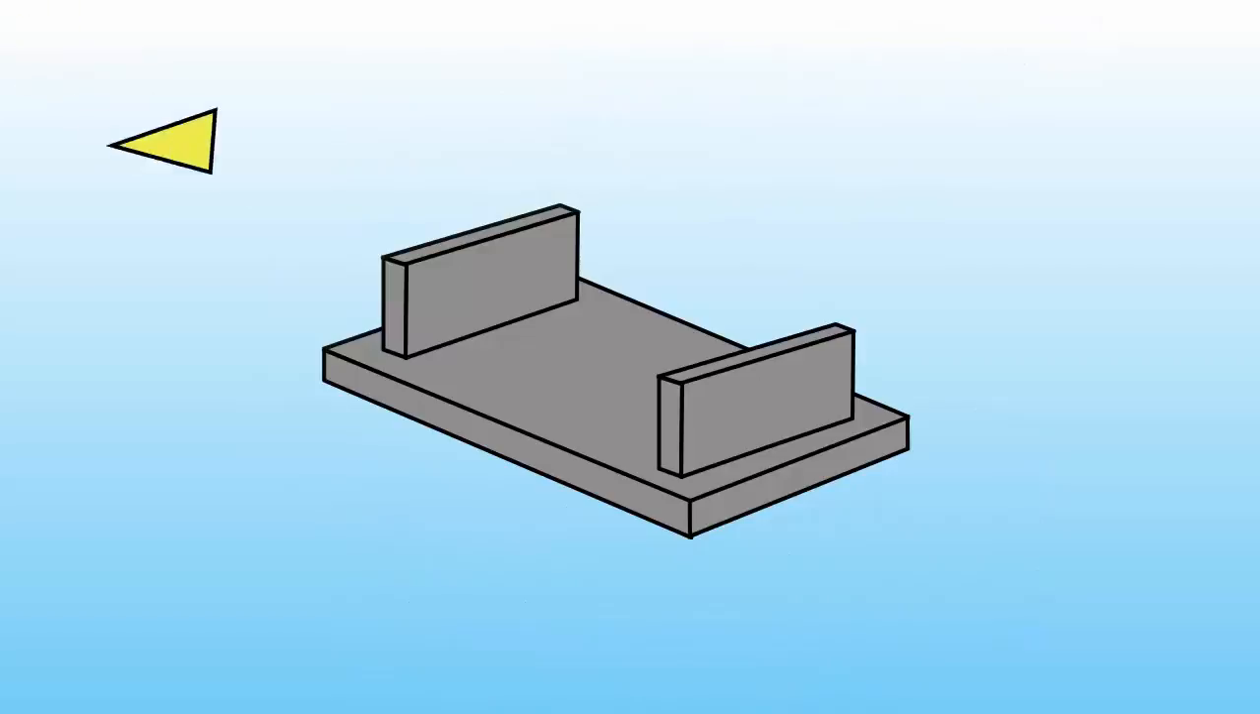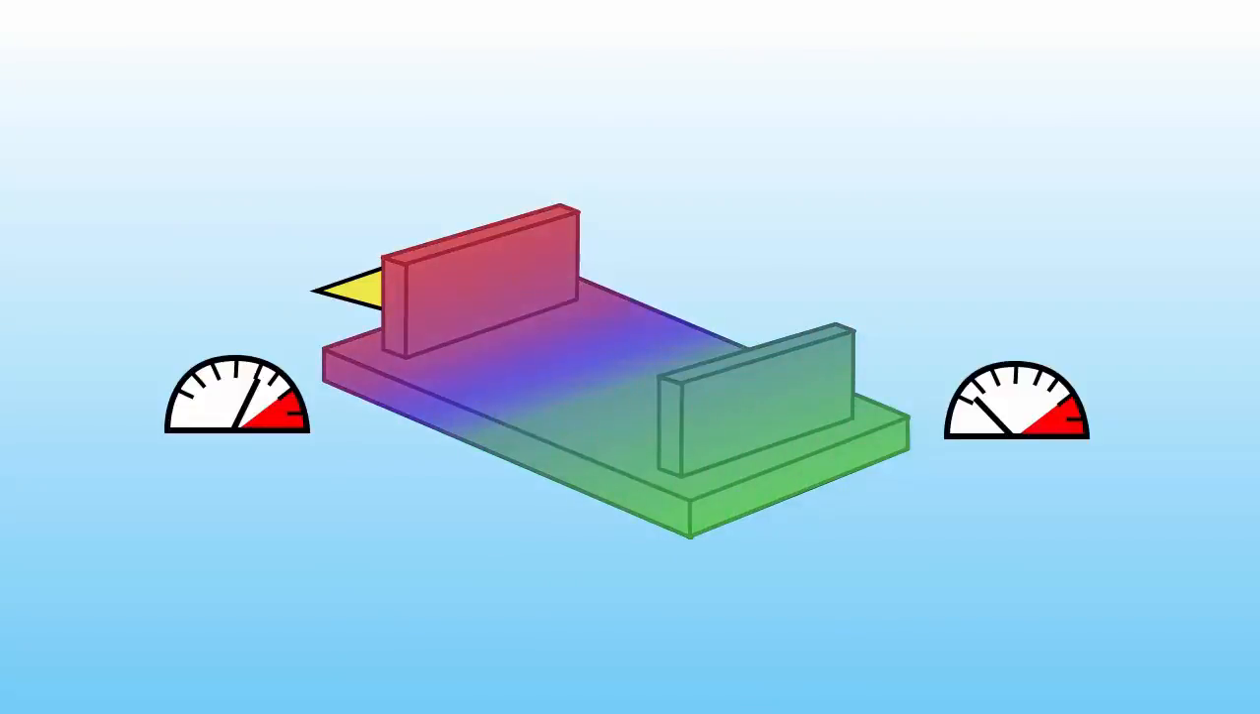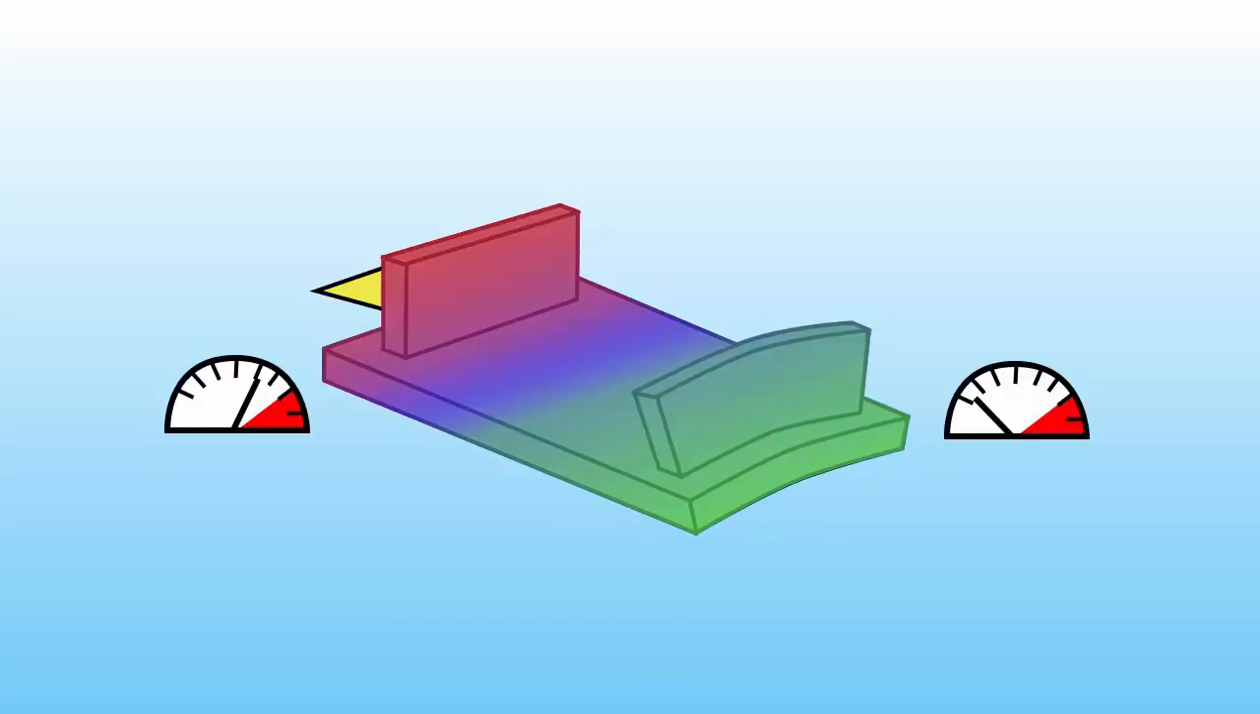Notice this shelf part. The leg closer to the gate shrinks less than the leg towards the end of fill. This is because it packs with more material, reducing its ability to shrink. The difference in shrinkage between the legs is called differential shrinkage and causes the part to warp.